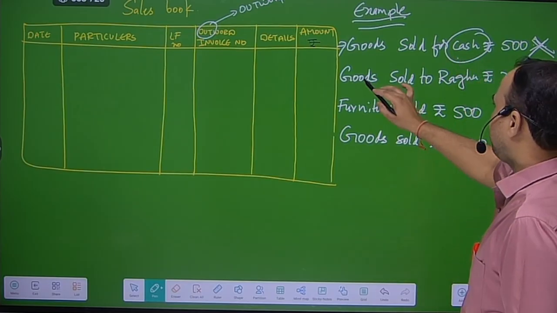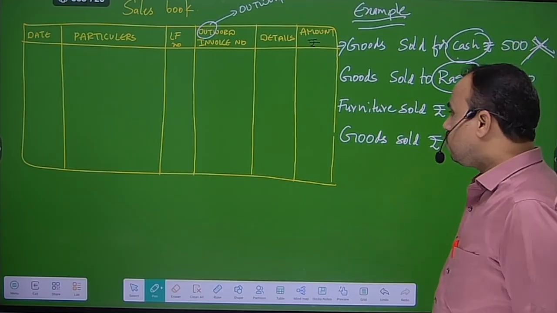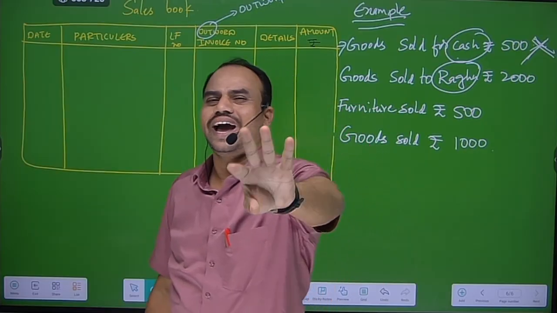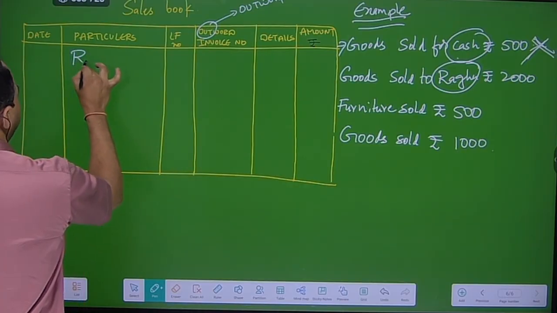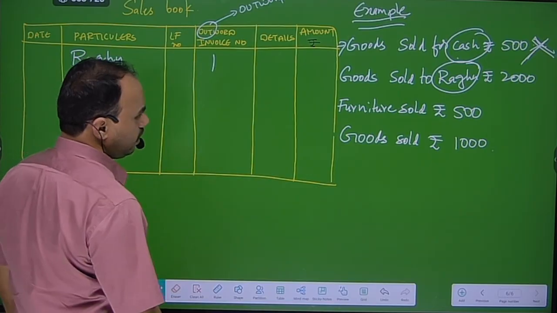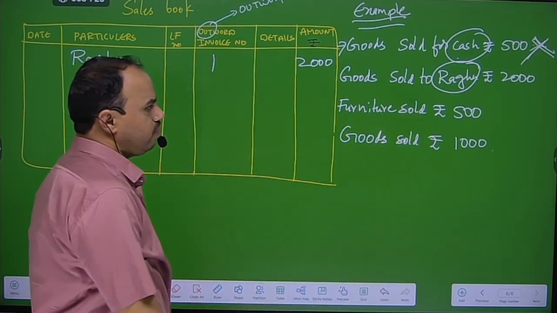See the next one. Goods sold to Raghu. That means in business we sold goods to Raghu but we did not receive cash. This is a credit sale. So simply we have to write Raghu's name here, in outward invoice number 1 and the amount 2000. That's it.